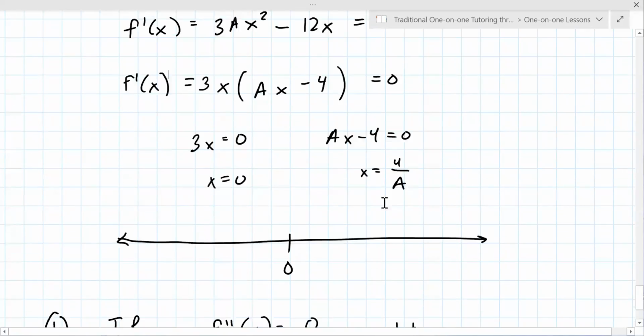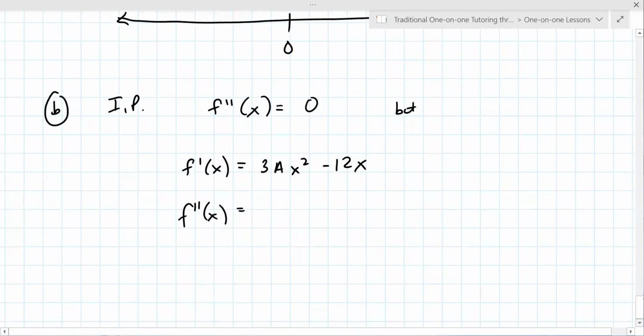That's horrible, it's messy. This is 6ax minus 12. You set it equal to 0. Solve for x: x equals 12 over 6a, which is 2 divided by a.